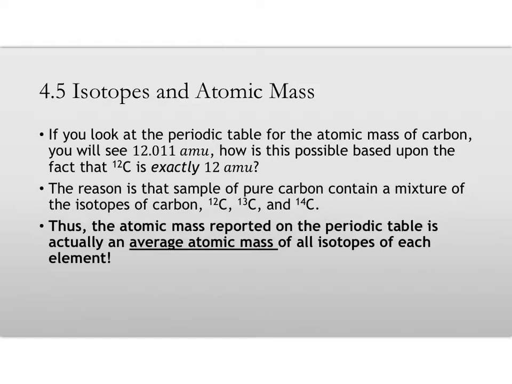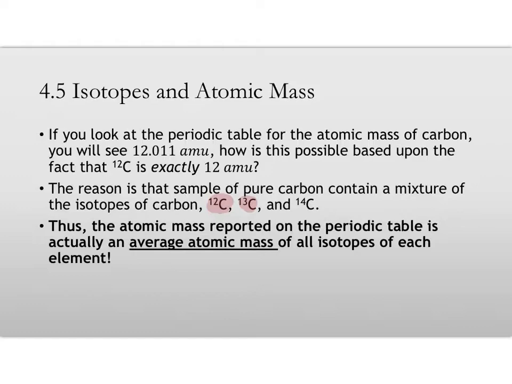Well, the reason is that a sample of pure carbon has these different isotopes in there. There's carbon-13, there's carbon-14, there's other ones even. The only ones that are really that important, though, are going to be carbon-12 and carbon-13. Carbon-14 is in samples. It's used to radioactively date dead organic matter. So it does exist, but it is such a tiny percentage of all of the atoms that it's not necessary to use in getting the atomic mass of an element.